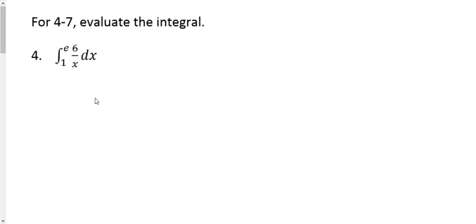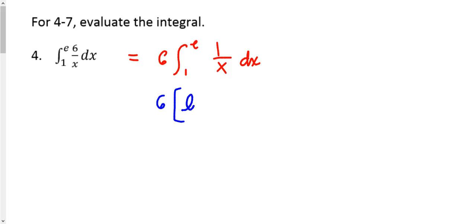For the first one, when we are integrating, we have just x on the bottom and just a number on the top. So whenever I have a number on the top of just an x, I'll just pull it out front. So I'm going to rewrite this as 6 times the integral of 1 to e of 1 over x dx. Now, when I integrate, I would have 6 times 1 over x. The integral of 1 over x is the ln of the absolute value of x from 1 to e.